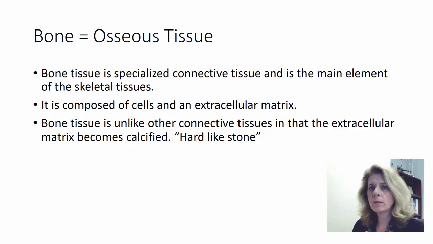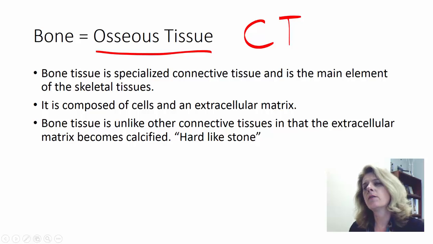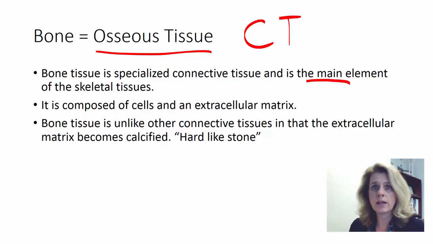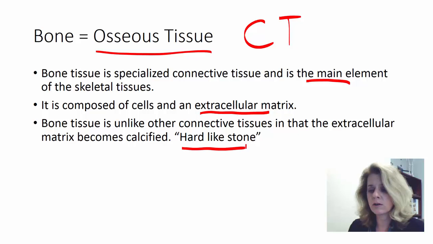So the first thing I want to remember is we've talked about this type of tissue when we talked about the tissues in the second unit, the tissue unit. And so bone is a type of connective tissue. So remember that, and we call it osseous tissue. So your bone is a specialized connective tissue that's the main element in your skeleton. It's composed of cells in an extracellular matrix, and this is the only extracellular matrix that's hard. Okay, so bone, unlike other connective tissues, calcifies and becomes hard like stone.